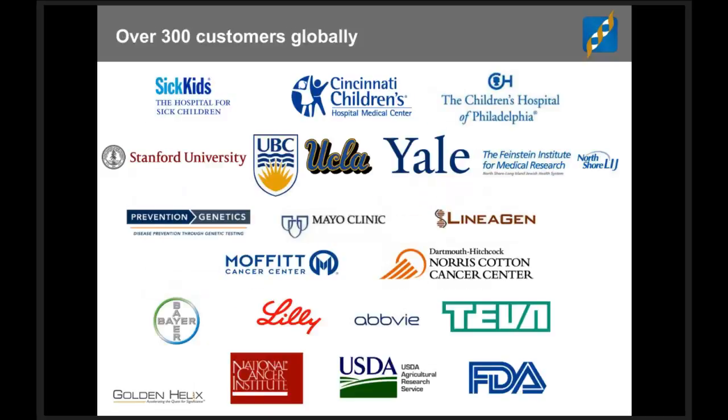We are in business with over 350 client organizations, and they fall into five different categories. We work with large hospitals like SickKids, CHOP, and others, and many research organizations like Stanford, UCLA, and Yale. Our customers include labs that fall into the testing lab category, like Prevention Genetics, NCI Centers, and others. We also work with major pharmaceutical companies like Bayer and Teva. And last but not least, we work with government organizations, and here in the United States, that includes organizations such as the NIH, the USDA, and the FDA. Within these organizations, we are approaching over 10,000 actual users.